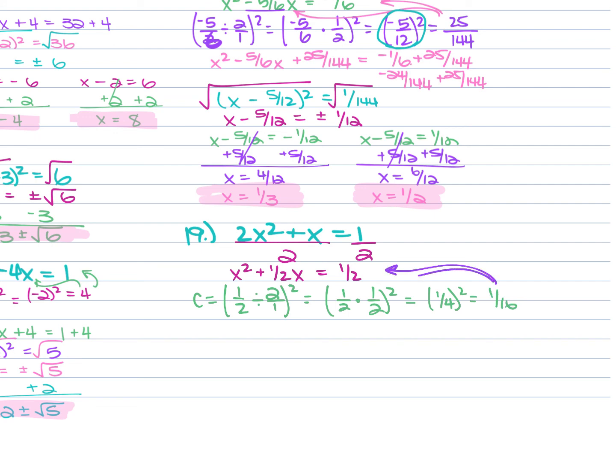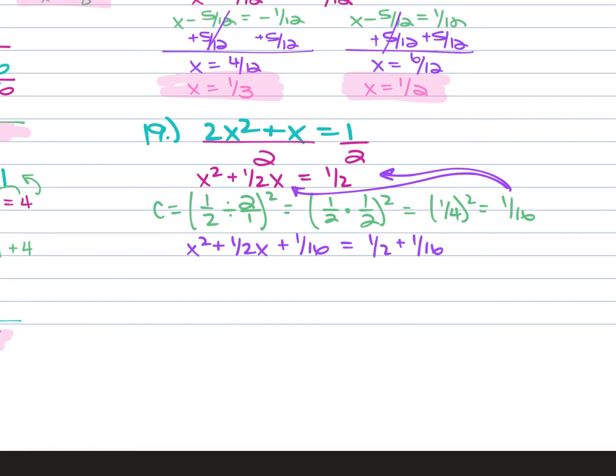We add that 1 over 16 to both sides of that equal sign, so we have x squared plus 1/2 x plus 1 over 16 is equal to 1/2 plus 1/16. We write a like fraction to that 1/2, so it becomes 8 over 16 plus 1 over 16. We're going to factor the left side to be x plus 1/4 squared. Add the right side to be 9 over 16. We take the square root of both sides, and we're left with x plus 1/4 is equal to plus or minus 3 over 4.